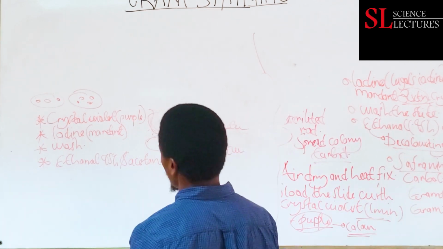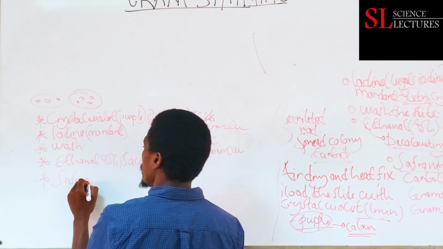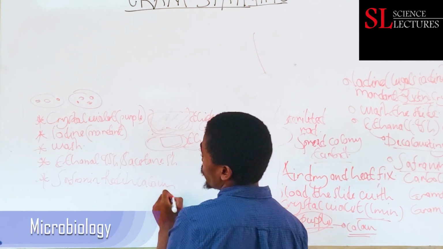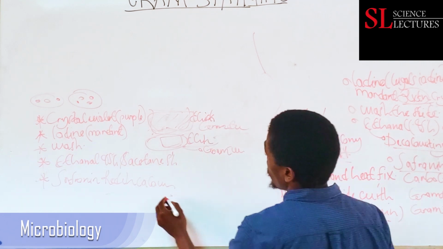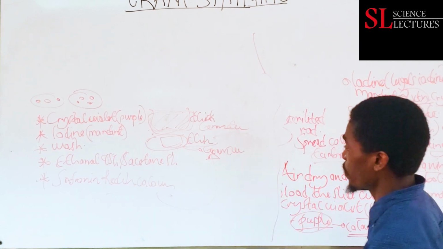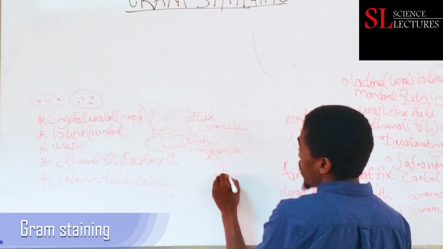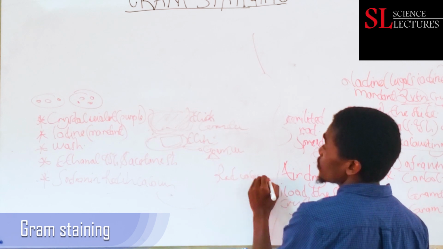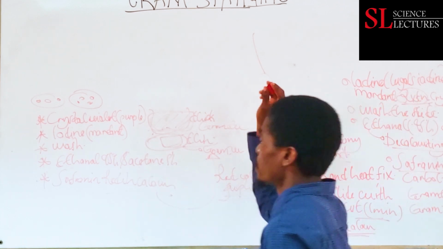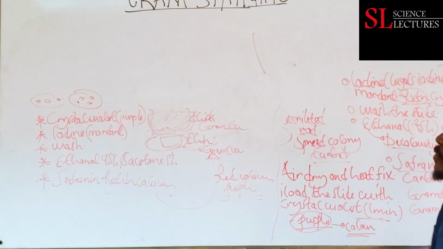After adding ethanol and acetone, finally we add the safranin, which is red in color. This safranin will now enter the gram-negative cells, because they have lost all their crystal violet. So for gram-negative bacteria you will see a red color after staining, but the gram-positives remain with the purple color even after staining. So this is the gram staining technique, where you differentiate between gram-positive and gram-negative bacteria.